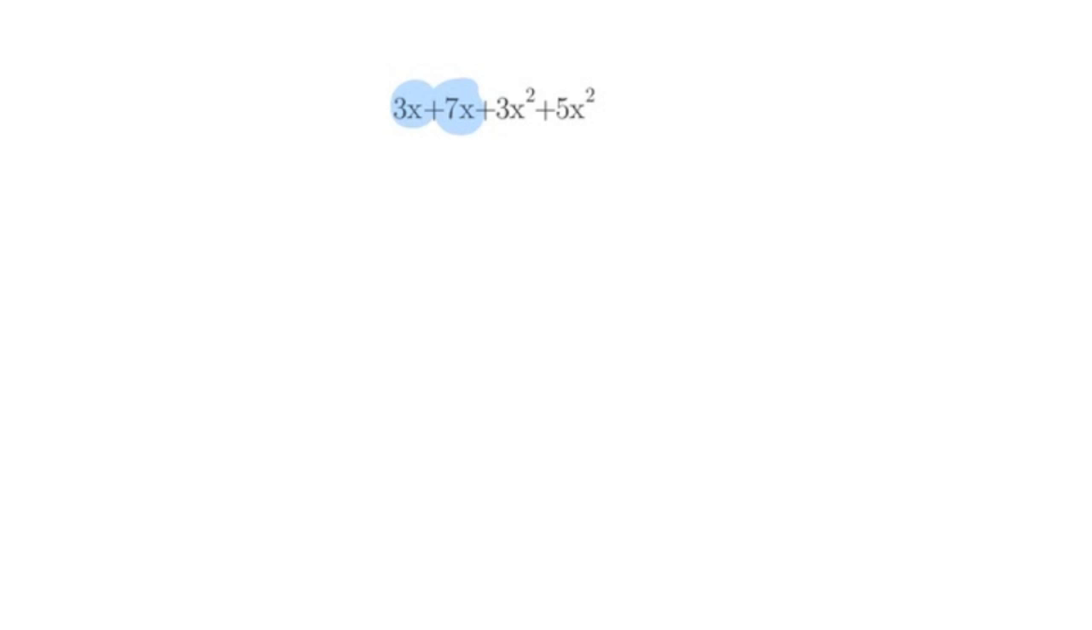So 3x and 7x are like terms, and 3x squared and 5x squared are like terms. Alright, so we have our like terms. We'll first do the blue. We actually want to combine them. When you combine, you either add or subtract. So 3x plus 7x gives us 10x. That's what we got in blue. And what we have in green is 3x squared plus 5x squared, which gives us 8x squared.